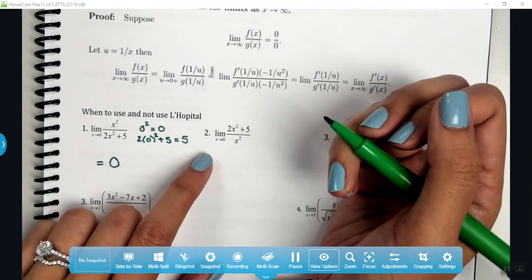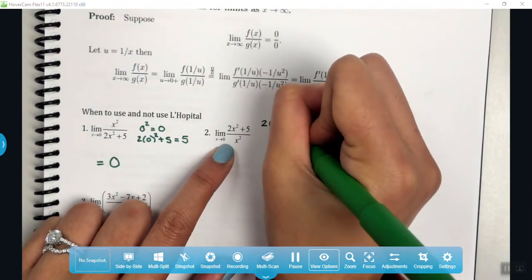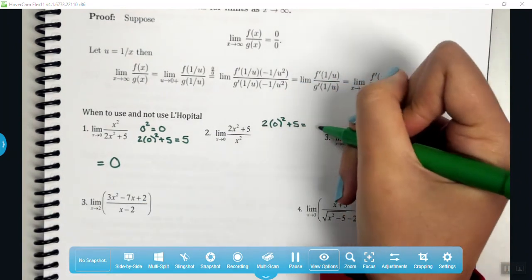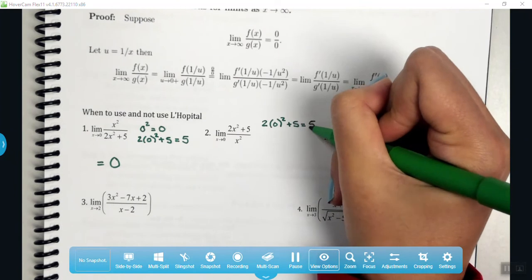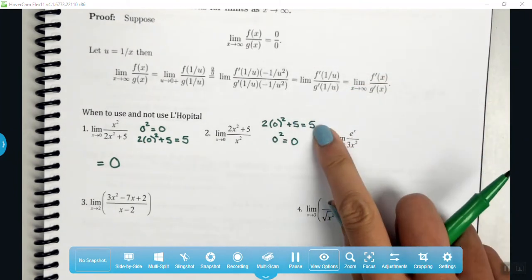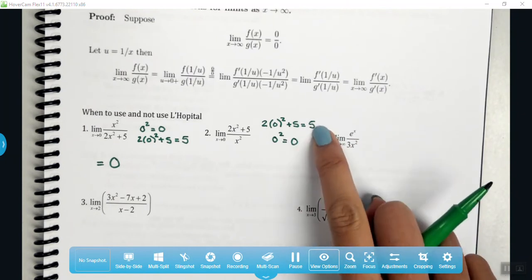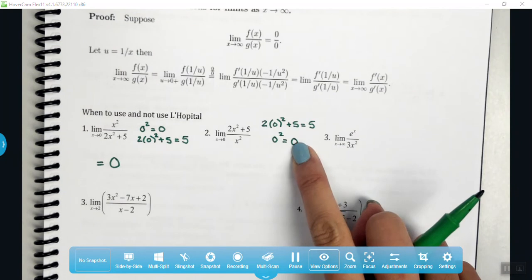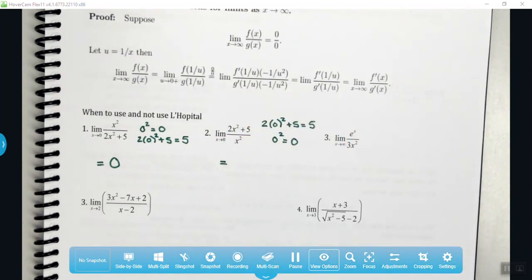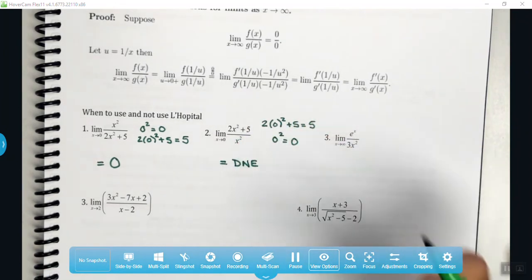Okay. If I plug in 0 in the top here and I go 2 times 0 squared plus 5, and you have to do both the top and the bottom if you're going to use L'Hopital's. This is 5, right? And 0 squared is 0. Then I have a 5 and a 0. Can I use L'Hopital's? No. So 5 on the top and 0 on the bottom. What does this limit equal? Does not exist, right? Because you got an asymptote, not a hole.